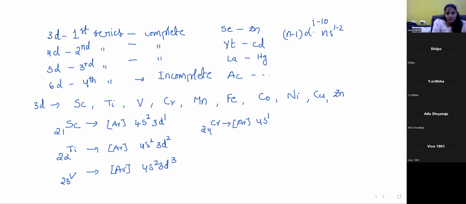Remember, this is an exceptional one: 4s1 3d5. Why am I writing like this? We will discuss after finishing this electronic configuration. Manganese, 25. Which one? 4s2 3d5? Yes, manganese is 4s2 3d5. Good, very good.